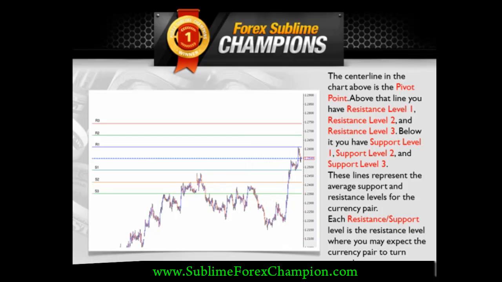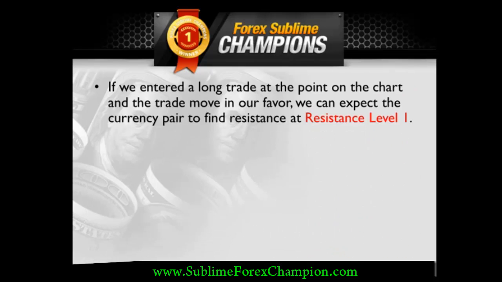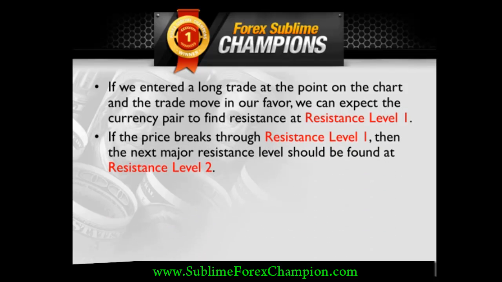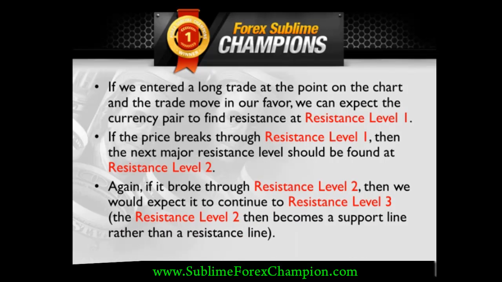As an example, if we entered a long trade at the point on the chart and the trade moves in our favor, we can expect the currency pair to find resistance at resistance level 1. If the price breaks through resistance level 1, then the next major resistance level should be found at resistance level 2. Again, if it broke through resistance level 2, then we would expect it to continue to resistance level 3. The resistance level 2 then becomes a support line rather than a resistance line.